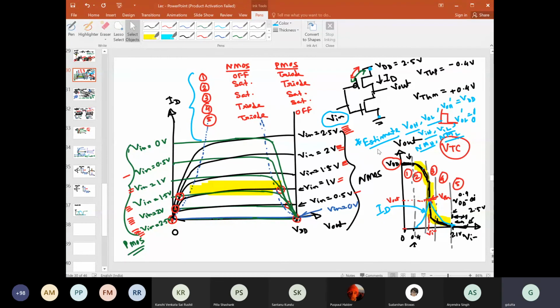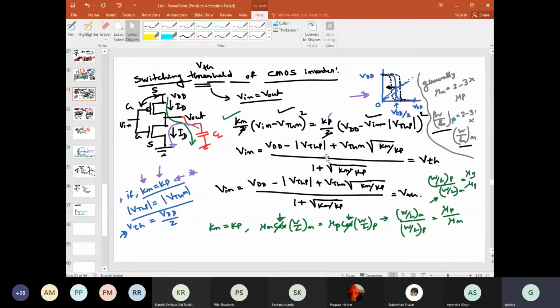All right. So we have seen all those things, and then we have also calculated what the switching threshold should be for a CMOS inverter, while the MOSFETs are actually long channel. So here we have to use the long channel equations. And here we have seen that to get a symmetrical VTC, where the switching threshold will be nearly equal to VDD by 2, or the midpoint of the supply voltage, this criterion should be fulfilled, that is Kn should be equal to Kp, right?